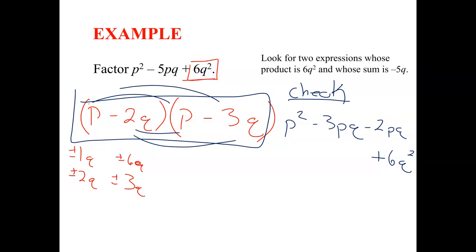What is that, a 1Q? Plus. Looking for factors that multiply to give 6 but add to give negative 5. Negative 2 and negative 3.